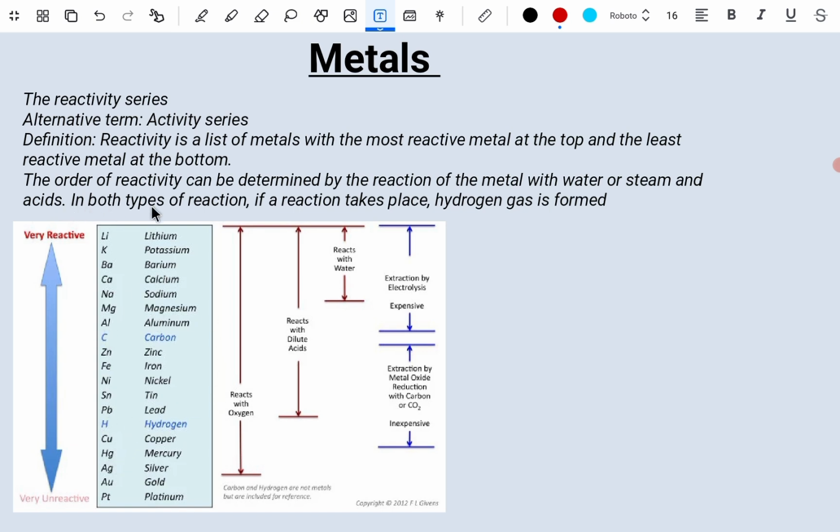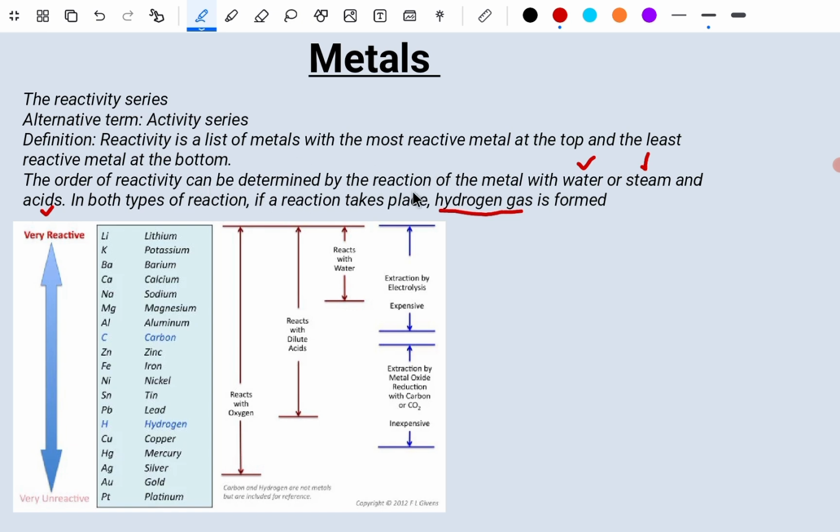The order of this reactivity was determined by how a metal reacted with water or steam, and how it reacted with an acid. In both types of reaction, you notice that hydrogen gas was always produced. So whenever a metal reacts with steam or an acid, that reaction will show, first of all, how reactive that metal is.